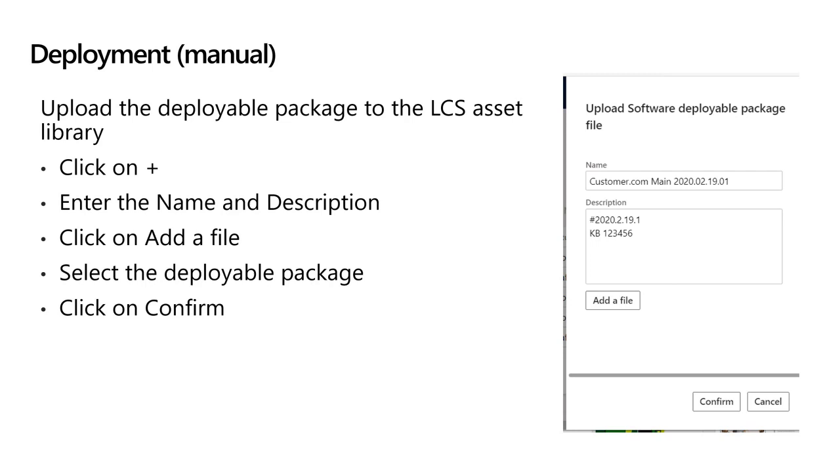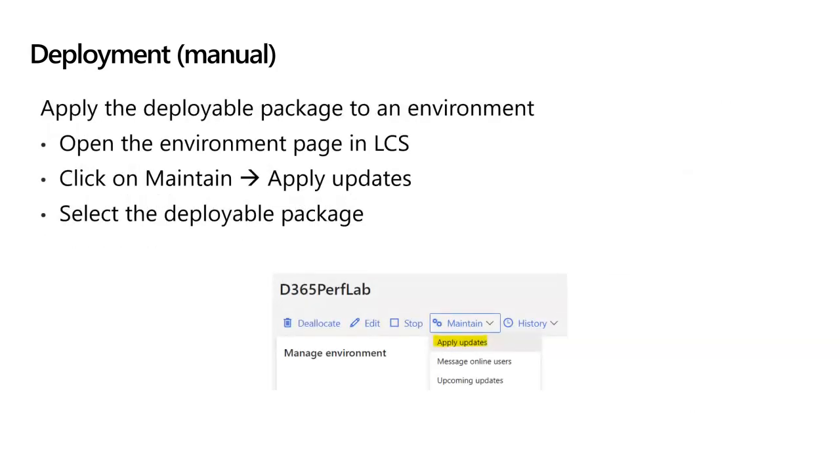And then in the description, I put the official DevOps build number, and then I note that we ran this build for a KB reason. So you add all that and add the file, and you select the deployable package you downloaded in the last step, and then you confirm, and that'll create the asset and put it in the asset library.